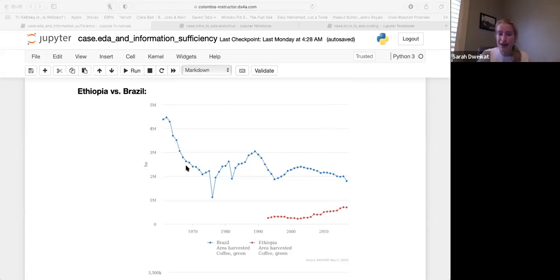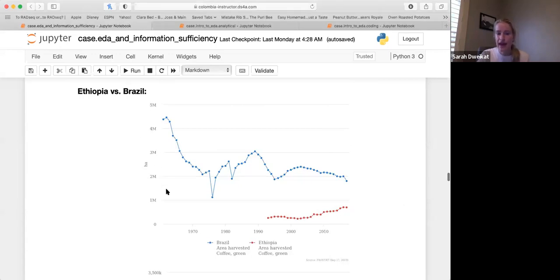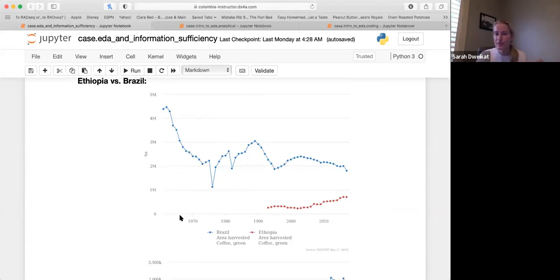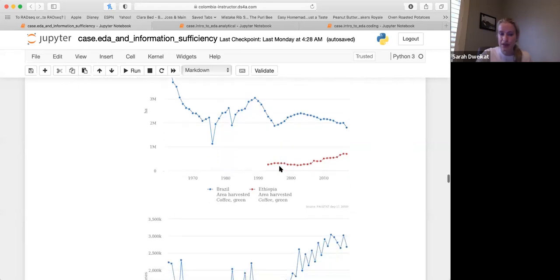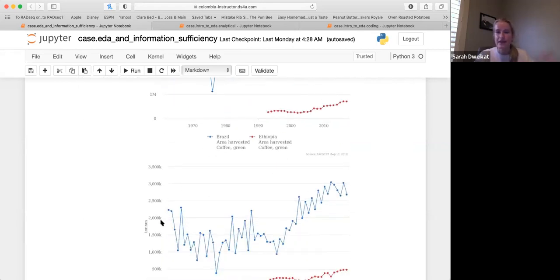Good question. The y-axis here is hectares. So you don't have to worry too much about your y-axis in this case. We're mostly going to look at the trends overall, but this is just saying how much land was harvested. This point would be around 2 million hectares of coffee. So that's just the amount of land that we're harvesting coffee from. And then down here we'll look at tons, and that's the weight. How much physical coffee did we get from that land?